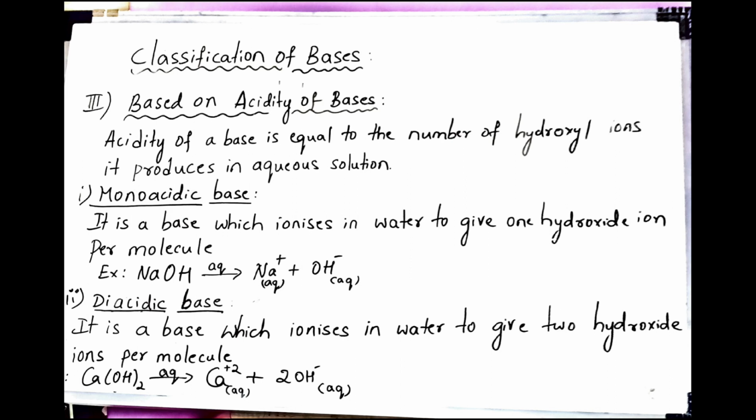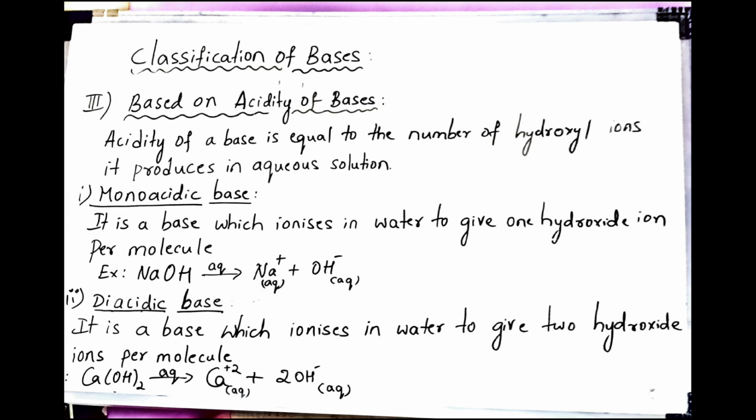Here, a monoacidic base is a base which ionizes in water to give one hydroxide ion per molecule. You can see from the example given below, sodium hydroxide furnishes one hydroxide ion. So, it is a monoacidic base. It is called monoacidic because it produces one hydroxide ion which requires one hydrogen cation to neutralize.